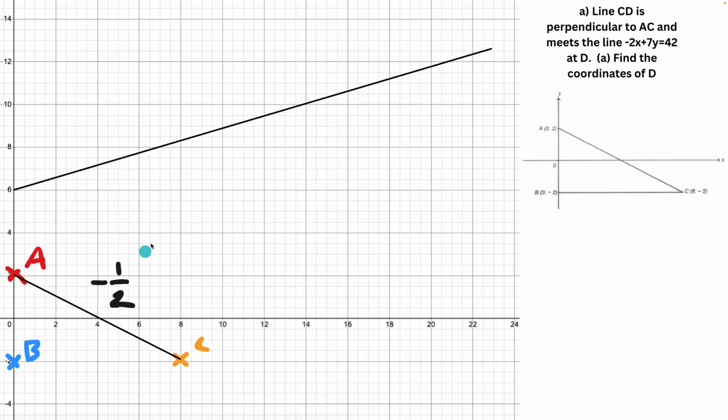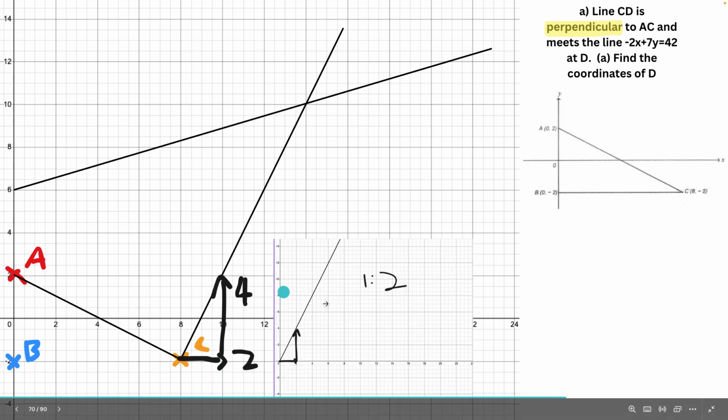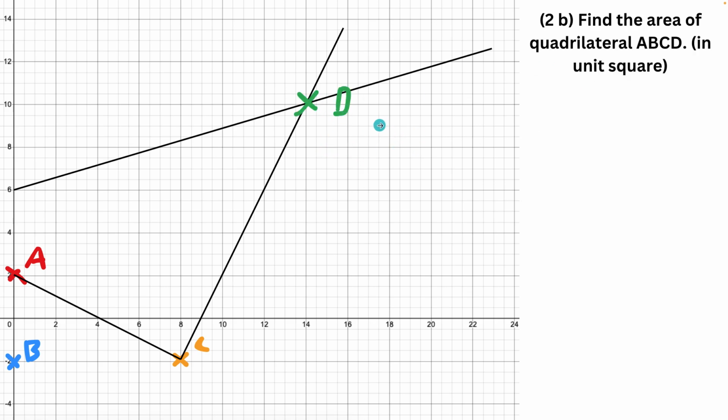So now we know this gradient, we need to flip it. We need to flip the negative into positive, and we need to flip the fraction around, so that'll become 2 over 1 or 2. So now we draw 2 as shown in the earlier example. 2 is 4, 1 is the ratio of 1 to 2. Now it meets the line that we just drew at D. So now we know that this is D, which is (14, 10). So that's our first answer.